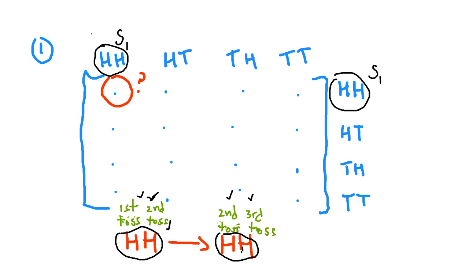Mikhail says a head. That's right, you got a head on the third toss. So this means then, well, what's the probability of that? What's the probability of getting a head on the third toss?